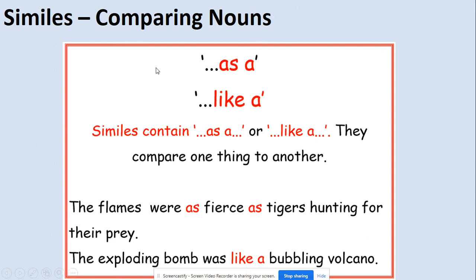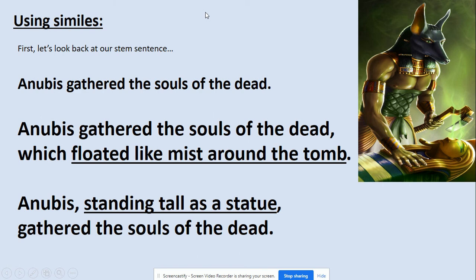So using similes, first look back at our stem sentence, Anubis gathered the souls of the dead. So I've changed this now, so Anubis gathered the souls of the dead, which floated like mist around the tomb. So I'm comparing the souls to mist, okay? Hence the simile. I'm using like, so it's like mist around the tomb. I've also got another one with an as in there. So Anubis, standing tall as a statue, gathered the souls of the dead. Again, a simile added to the sentence.